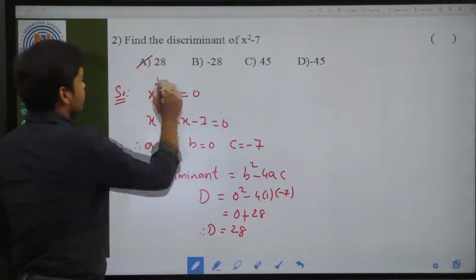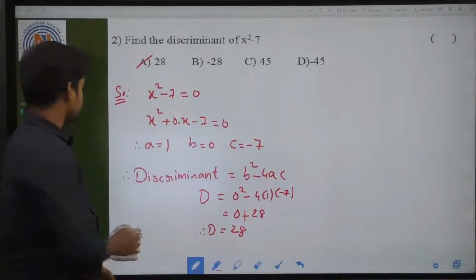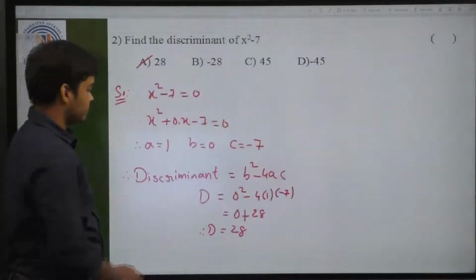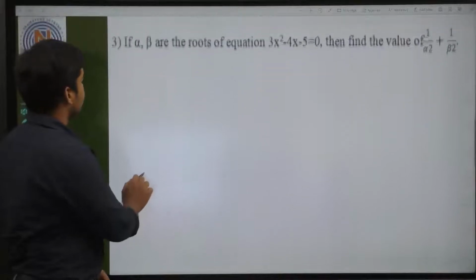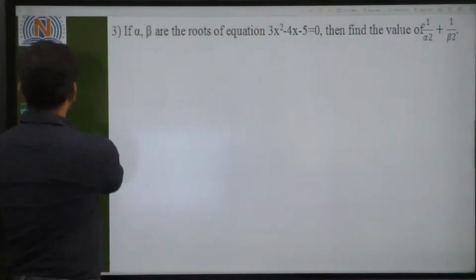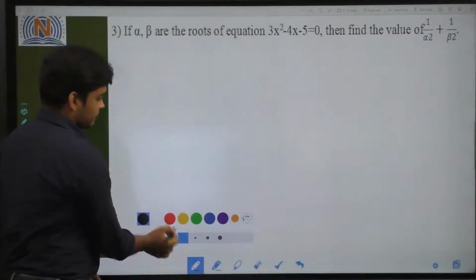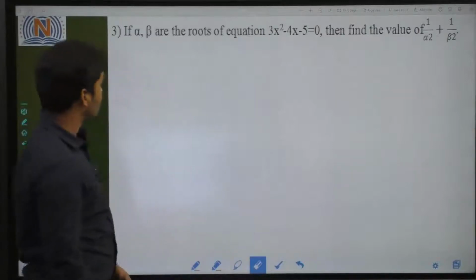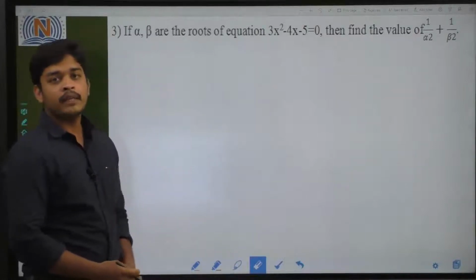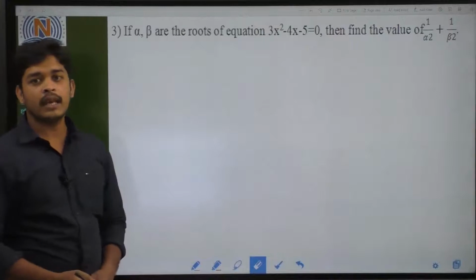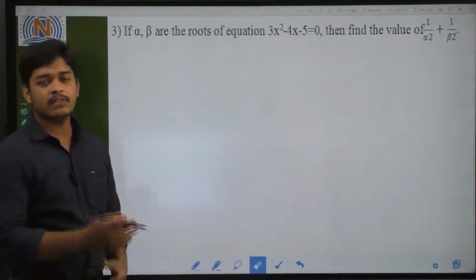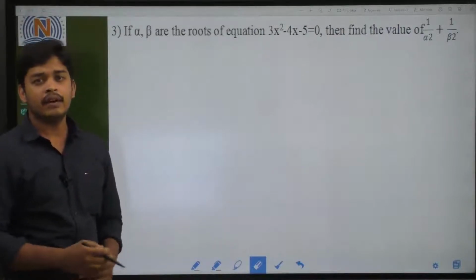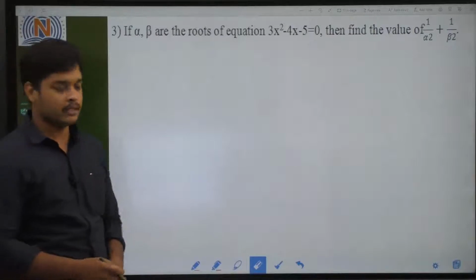Option A. Next one. If alpha comma beta are the roots of the quadratic equation 3x square minus 4x minus 5 equals to 0, then find the value of 1 by alpha square plus 1 by beta square.